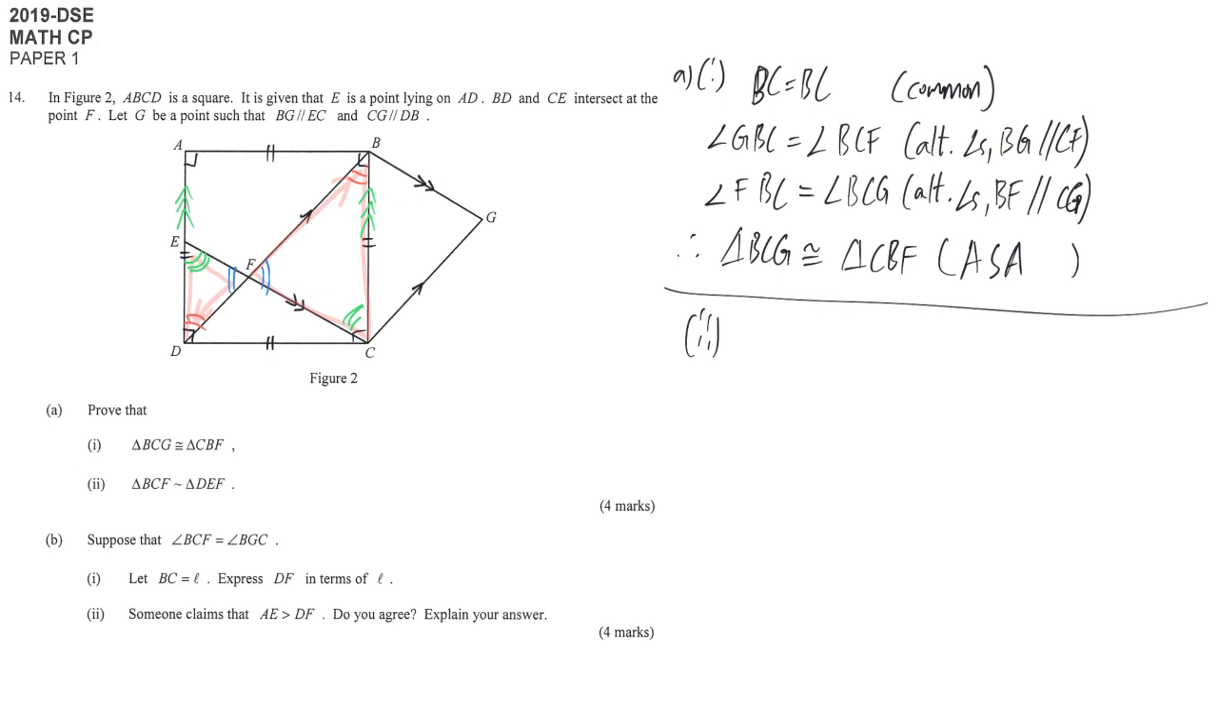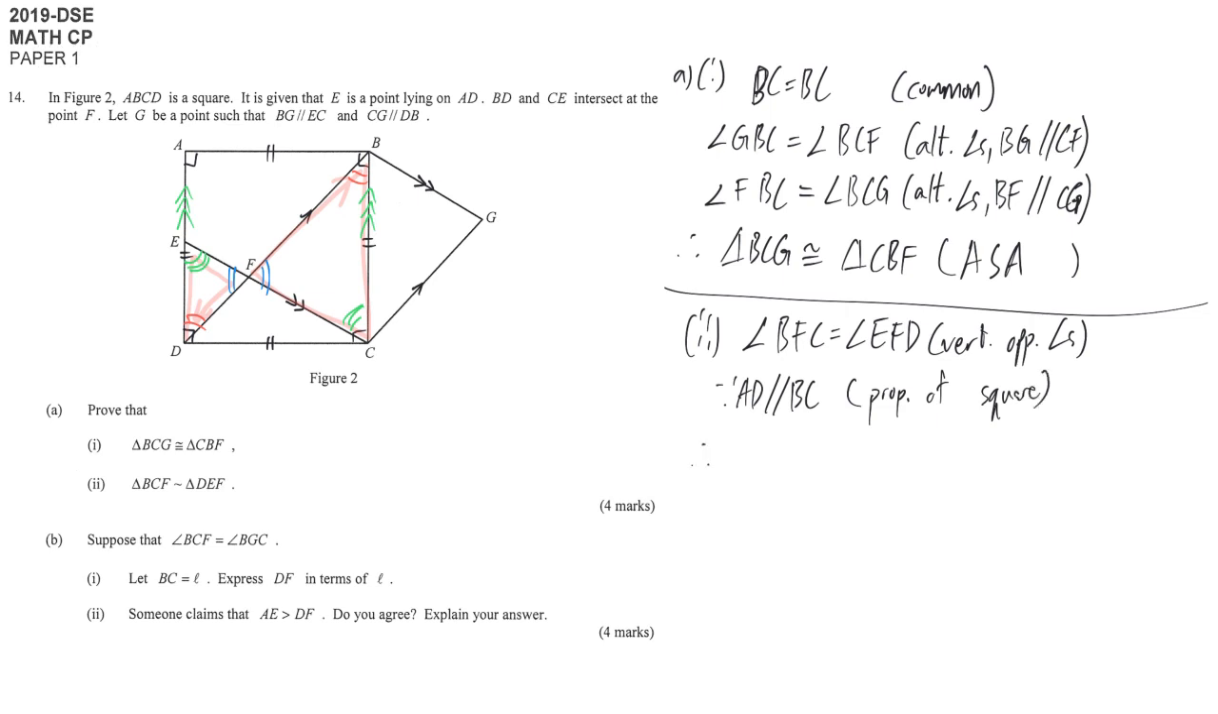So we are now going to write down the reasons. First, angle BFC is equal to angle EFD. The reason is vertically opposite angles. After that, since AD is parallel to BC, the reason is the property of a square. Therefore, we know two findings. The first finding is angle FED, the green angle, is equal to angle BCF.